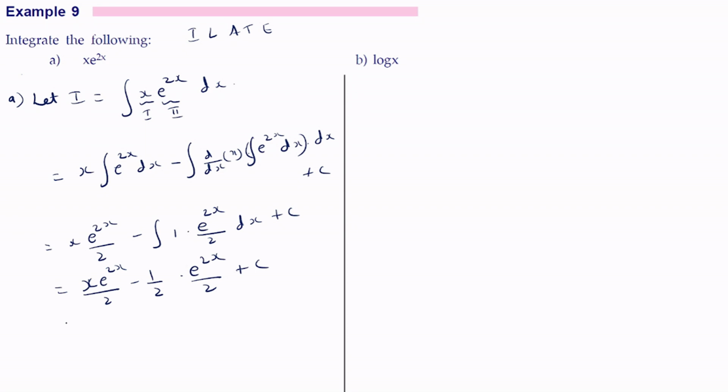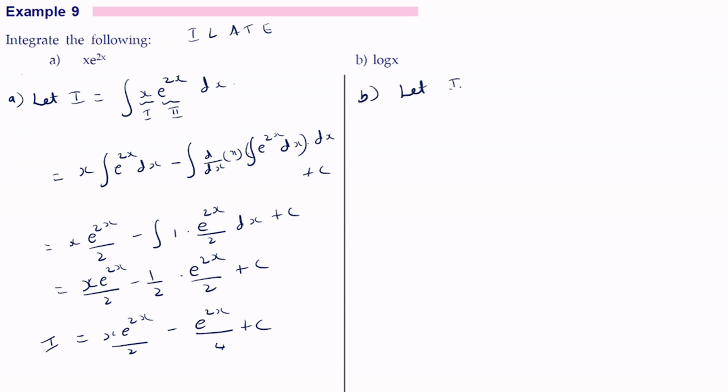So this is x e raised to 2x by 2 minus e raised to 2x by 4 plus c. So this is the integral of this function. Next we have log x.